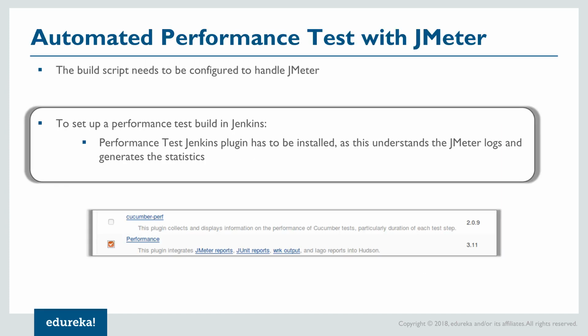So the build script needs to be configured to handle JMeter. To set up a performance testing build in Jenkins, first of all, you need to make sure that this is installed, and you need to make sure that it understands the JMeter logs and generates the statistics. So you just need to click on this link, or if it is not there, just go ahead and search for the plugin called Performance, and then it will help you in working with JMeter.